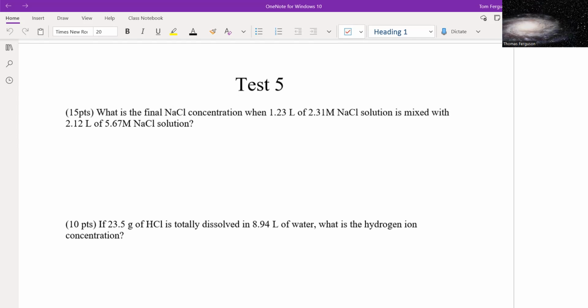Think of a gold ring. It's got copper and gold in it. Can't tell the difference between the copper and the gold. The air we're breathing is a solution. Can't tell the oxygen from the nitrogen, from the carbon dioxide, etc.